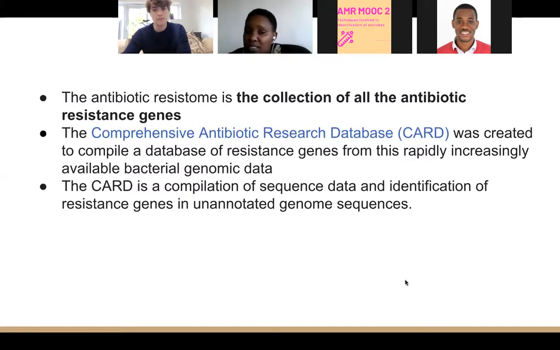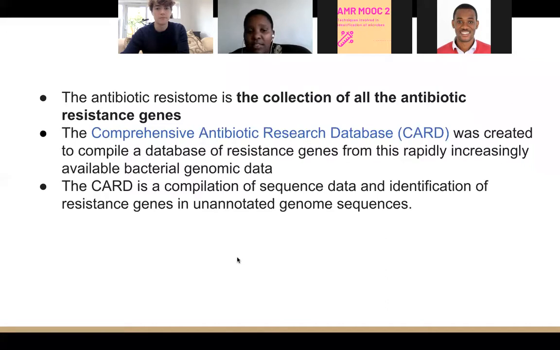This is the Comprehensive Antibiotic Resistance Database, which consists of different sequences from different resistance genes which have been isolated so far. So whenever you get your gene of interest, you can go further and BLAST, for example, in this CARD sequence database and find out which antibiotic resistance is coded by that gene.